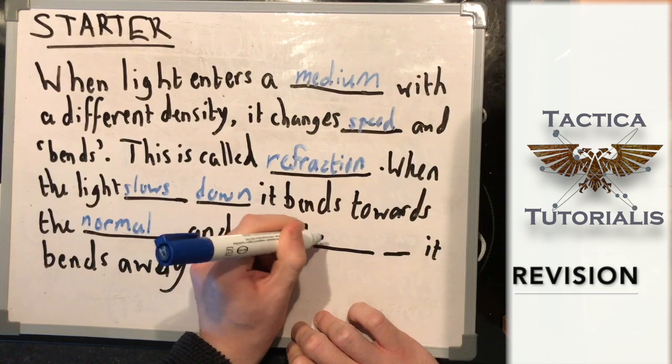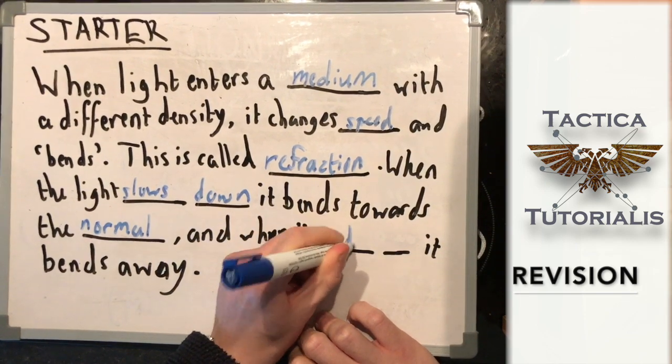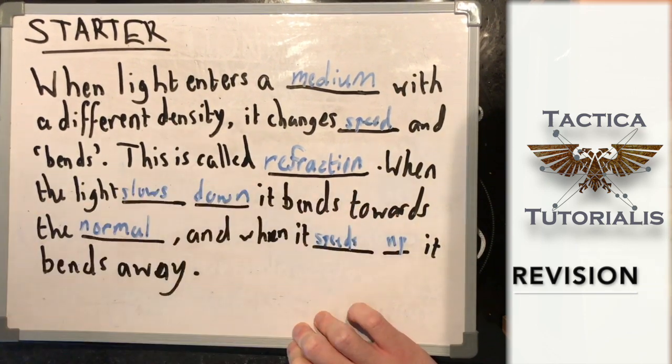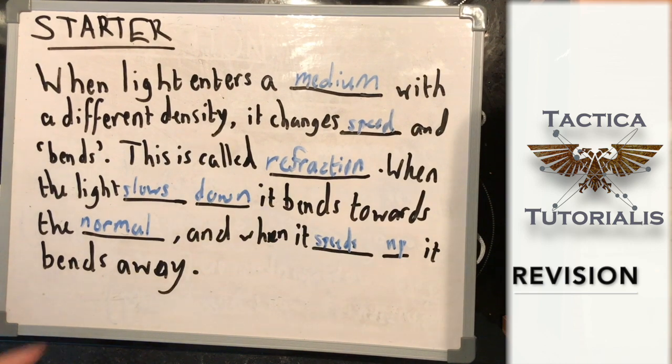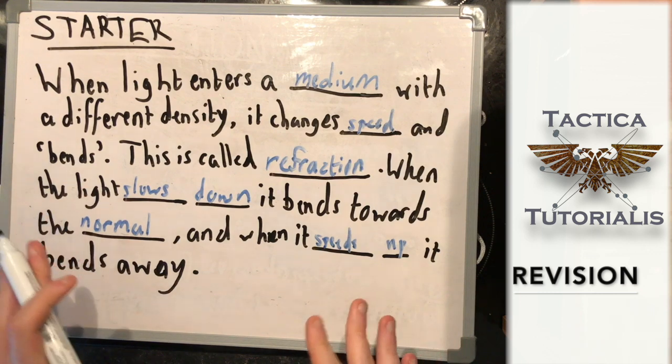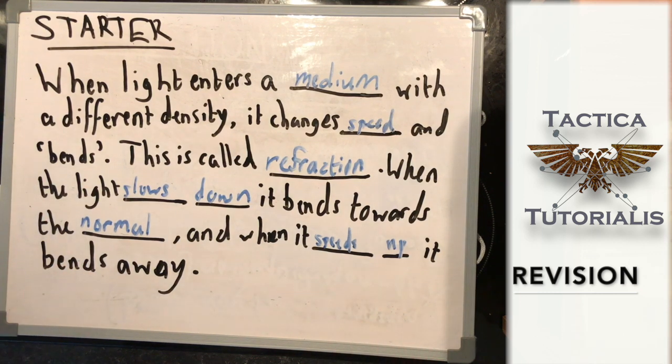The normal is an invisible axis, if you like, perpendicular to the surface. And when the light speeds up, it bends away. So there's 1, 2, 3, 4, 5, 6 sections, or 8 words if you like. Give yourself a little mark, see how you did, and I'll give you a couple of seconds now to pause the video and make any corrections if you're making any notes.